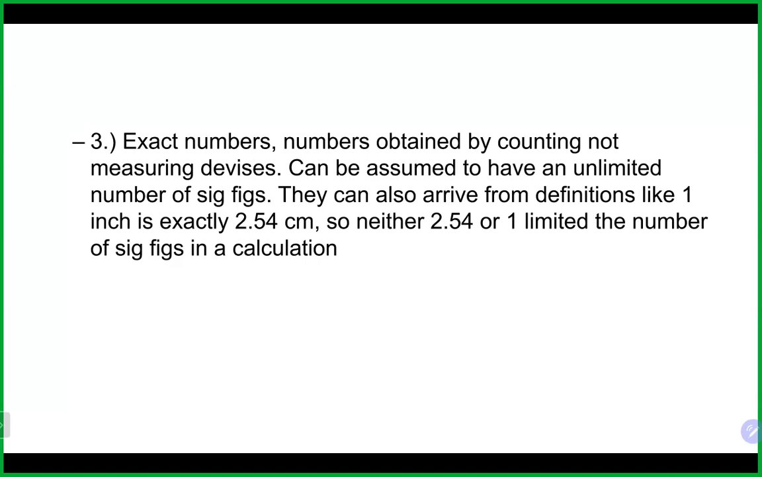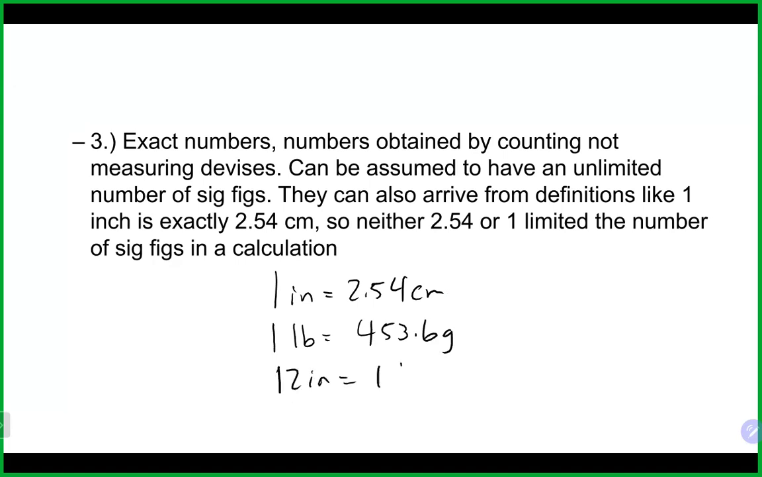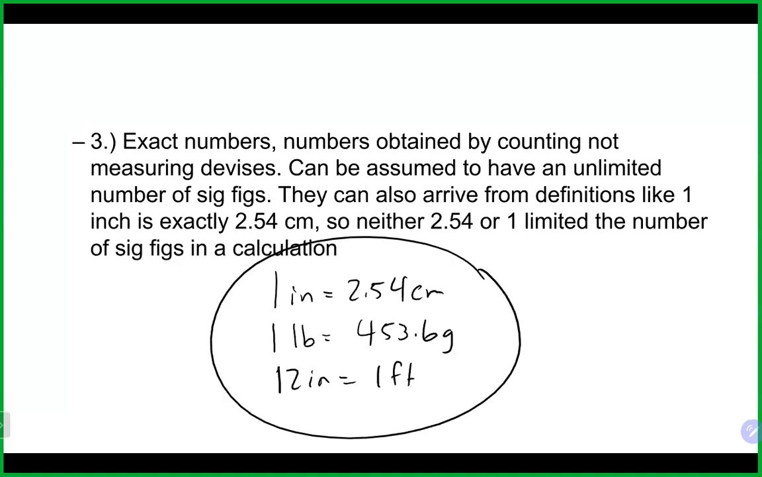Also, more commonly, how we come across exact numbers is in definitions, like 1 inch is exactly 2.54 centimeters. In 1 pound, there are 453.6 grams. Anything like 12 inches is 1 foot. Any type of definition is considered an exact number.